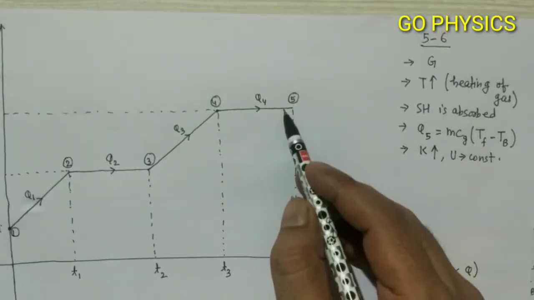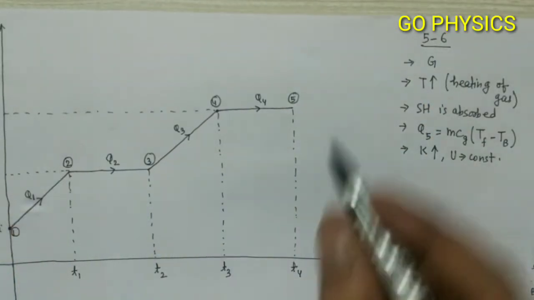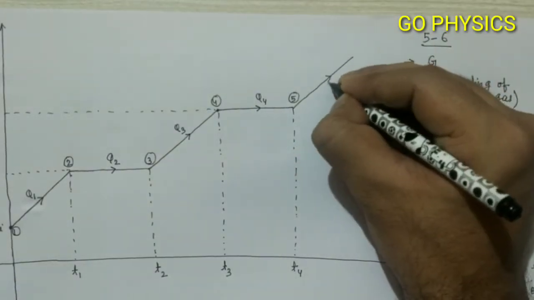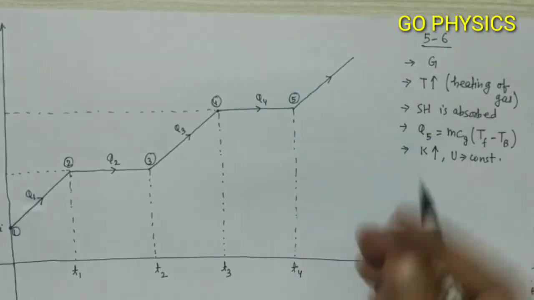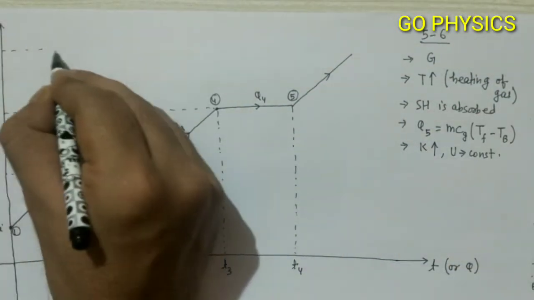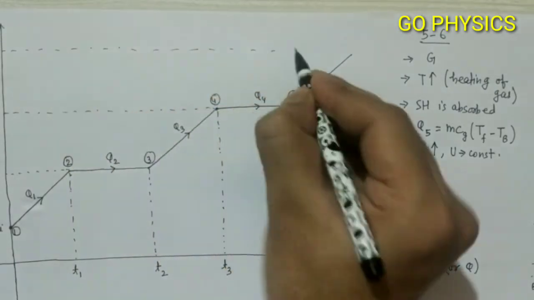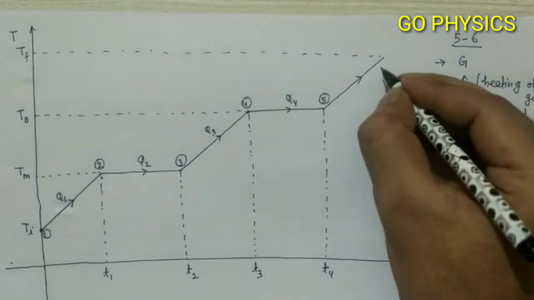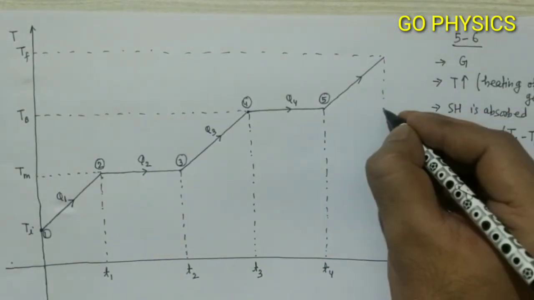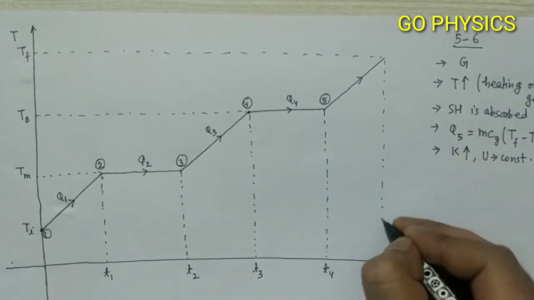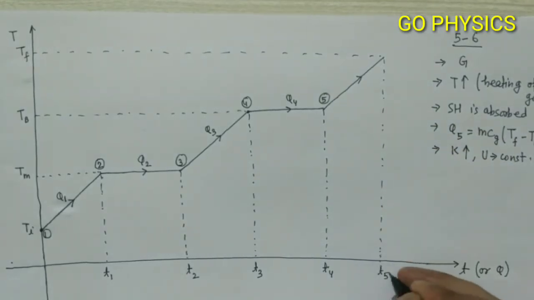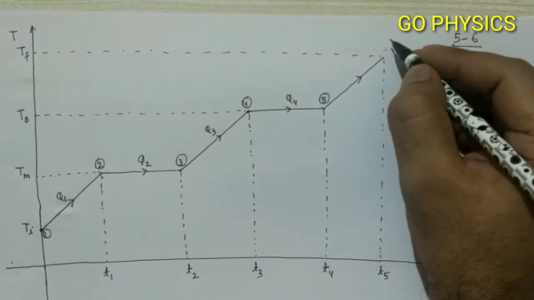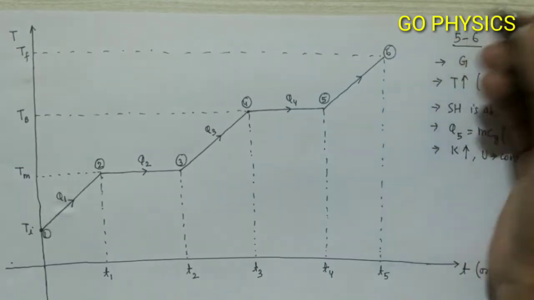Now we are going to draw the process 5 to 6 on the temperature-time graph. Since temperature is continuously rising, we will get a straight inclined line, and the final temperature that we are getting is Tf. And let us suppose the total time taken by the system to reach the final temperature Tf is T5, and the final state we are getting here is 6.